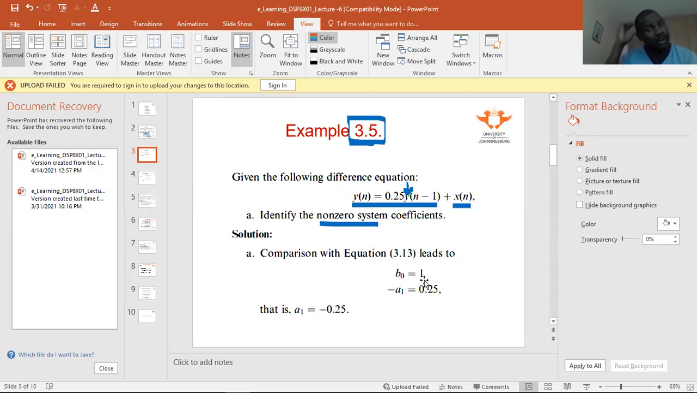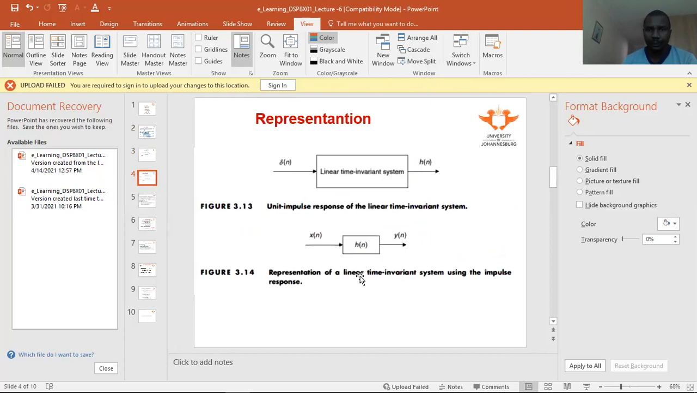All right, so it's a comparison. You just take your equation, open up your difference equation, and compare the coefficients. We proceed with this.